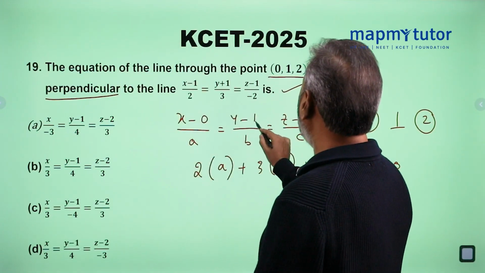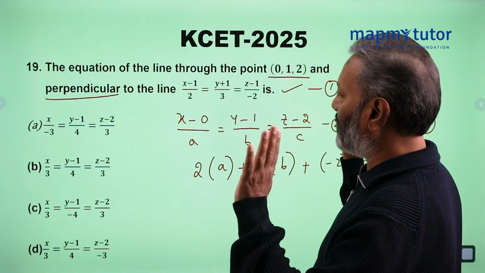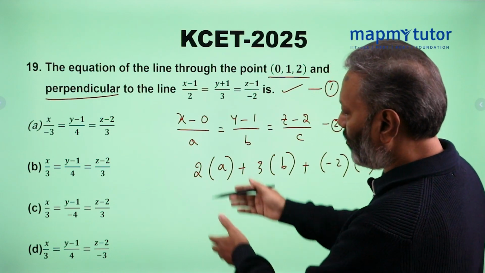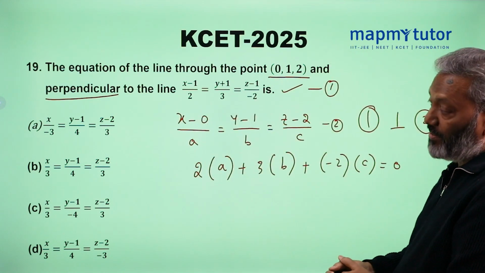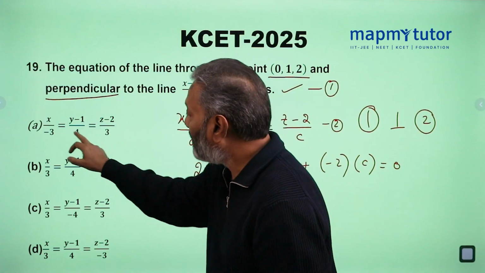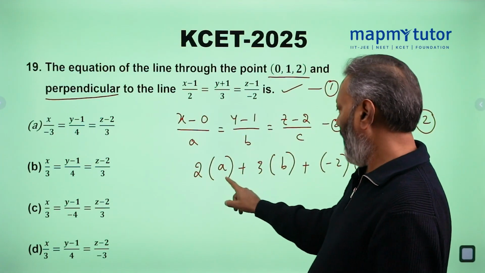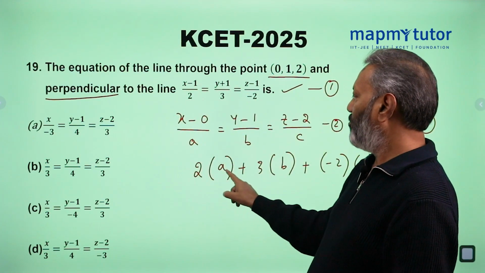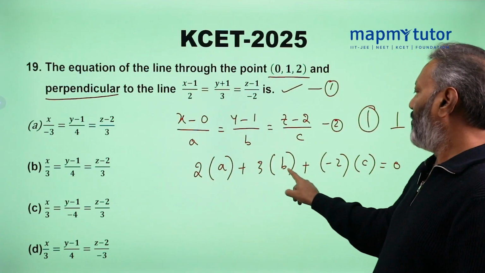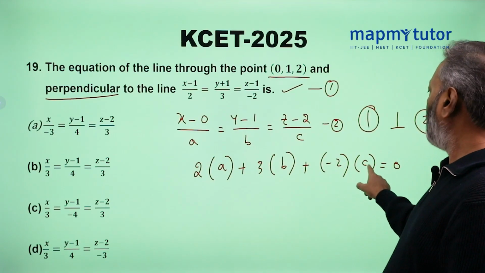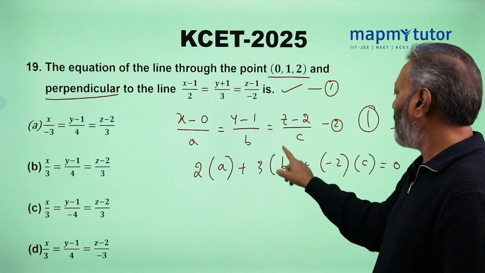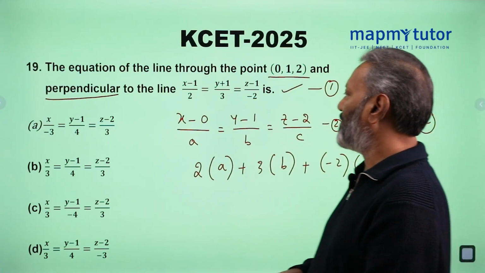Already X minus Y minus 1 and Z minus 2 are there in all the options. That means your job is to check these numbers now. Suppose instead of A, if I put minus 3: 2 into minus 3 is minus 6, 3 into 4 is plus 12, minus 2 into 3 is minus 6. Minus 6 plus 12 minus 6 is 0. Yes, option A.